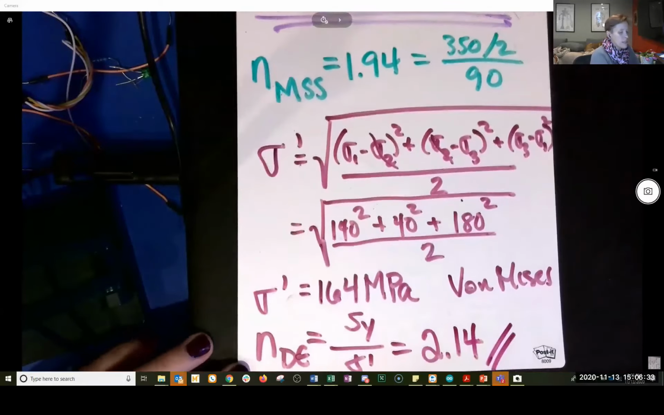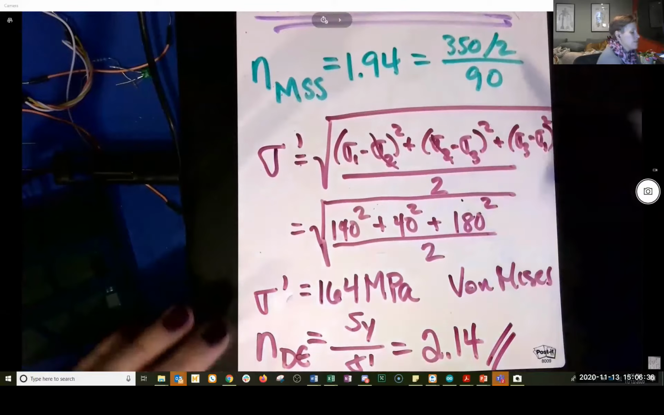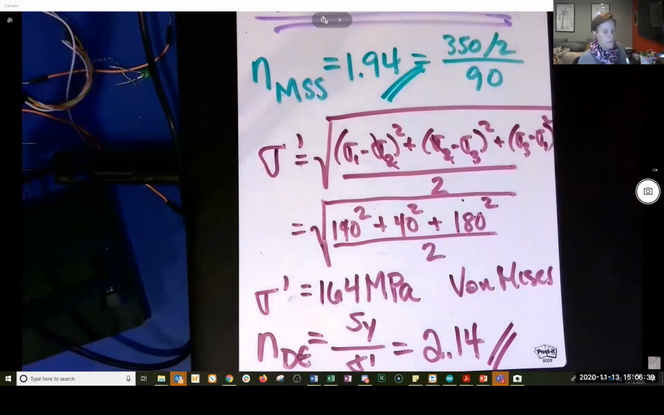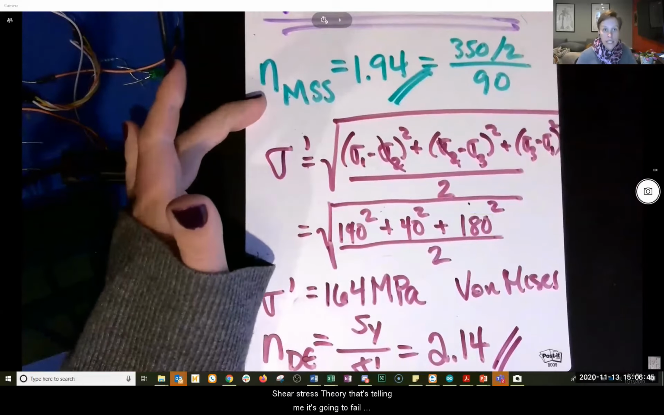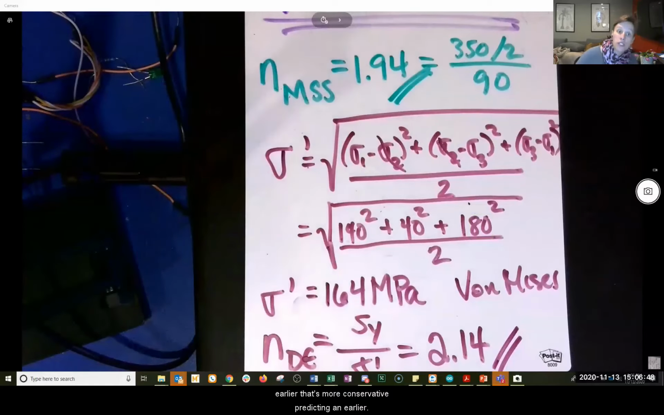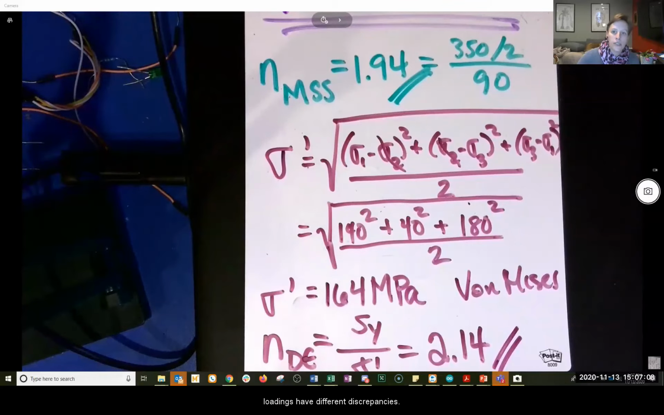So if I look at my distortion energy and compare it to my more conservative MSS, my shear stress theory, that's telling me it's going to fail earlier. That's more conservative. It's predicting an earlier failure. And they're not hugely different, right? We're talking about a difference of 0.2, which is about 10%. So they're just alternate theories, and we'll see different loadings have different discrepancies. I was just going to ask that. Yes. It must depend on the situation. 100%, yes.